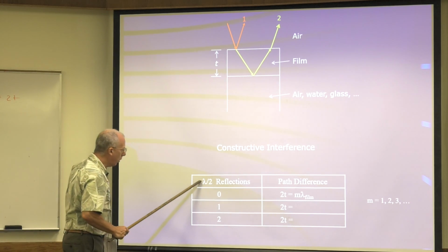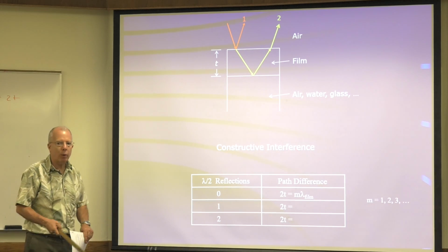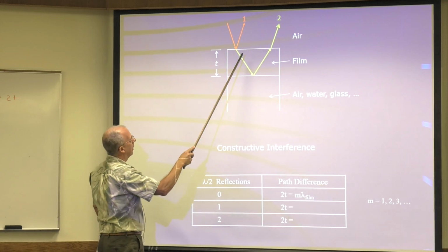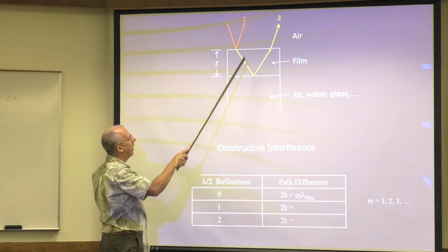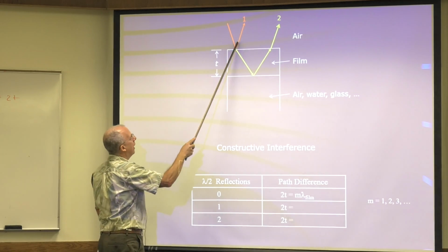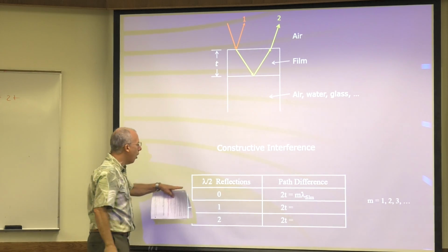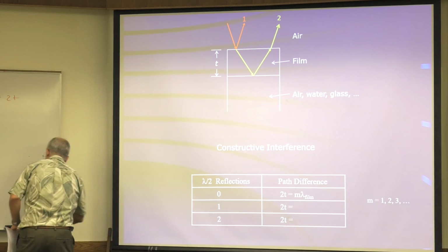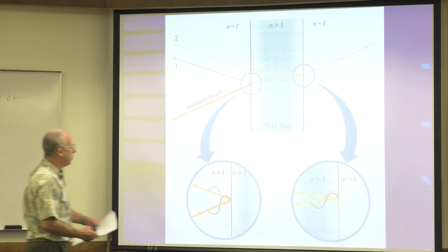So let's say that there are no lambda over 2 reflections, or no lambda over 2 flips, or no lambda over 2 shifts. In other words, the n here is less than the n here, and the n here is less than the n here. So this ray is not going to be inverted. This reflection is not going to be inverted. So there are no flips, okay? That's what I call it, a flip.